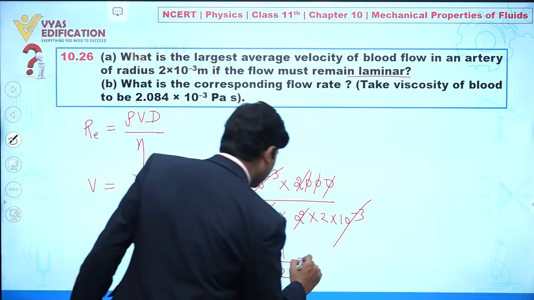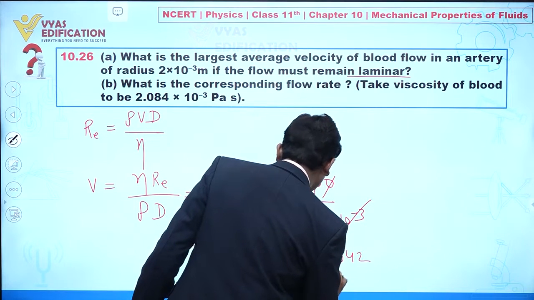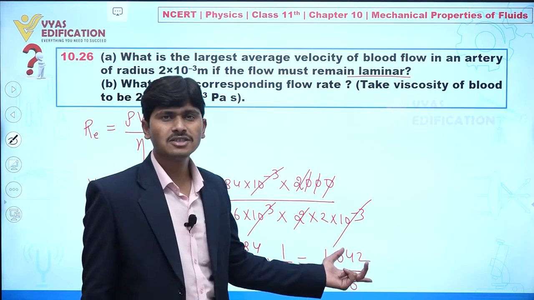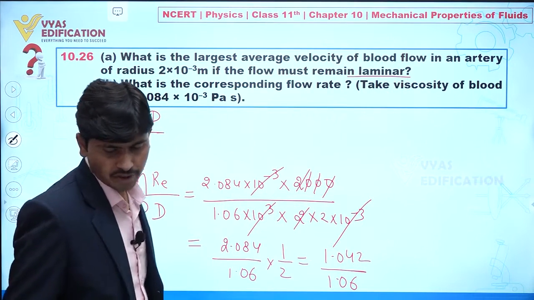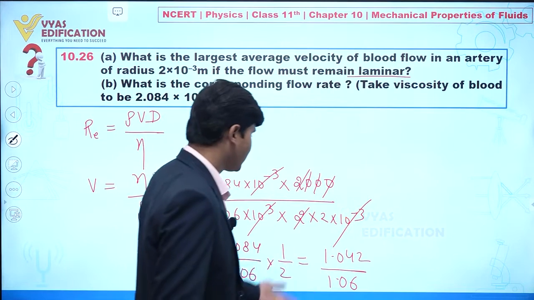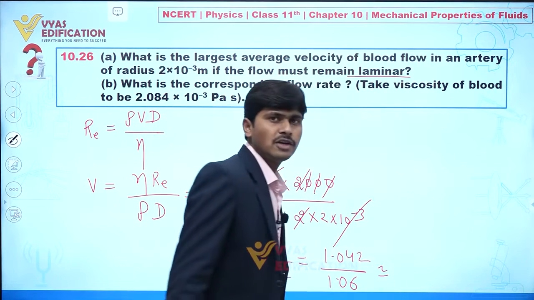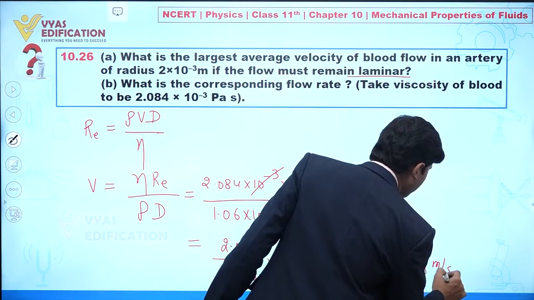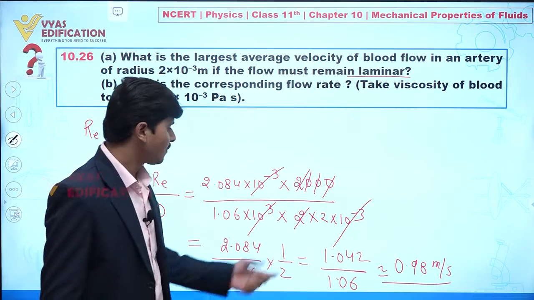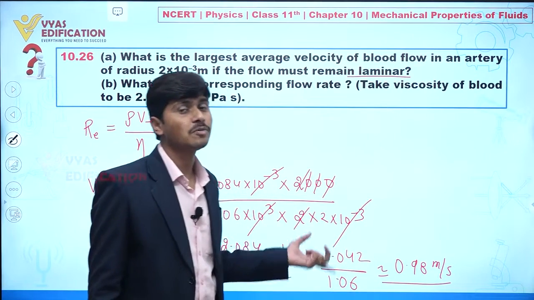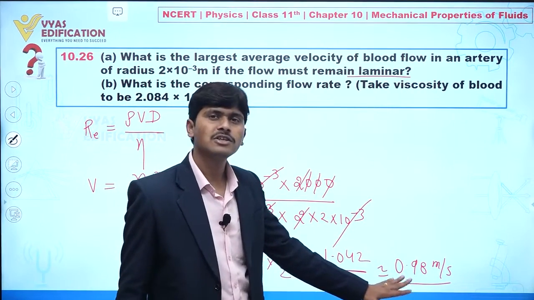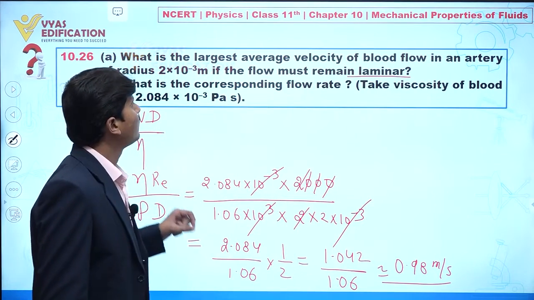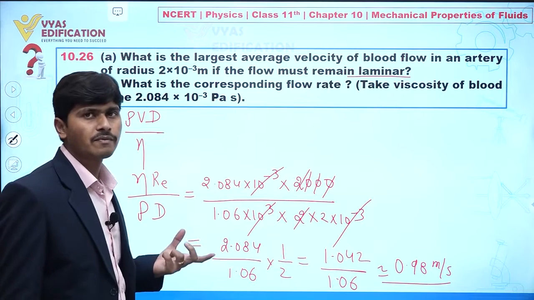So from here you can write like this, 1.042 divided by 1.06, clear? Approximately you are getting a value of 1 but slightly less than 1. So now approximately, let's suppose I am writing 0.98 meter per second, you can calculate, clear? The numerator is approximately 1 but the denominator is more, so definitely this value is near about 0.9. So this is all about the average velocity of that blood flow, clear?